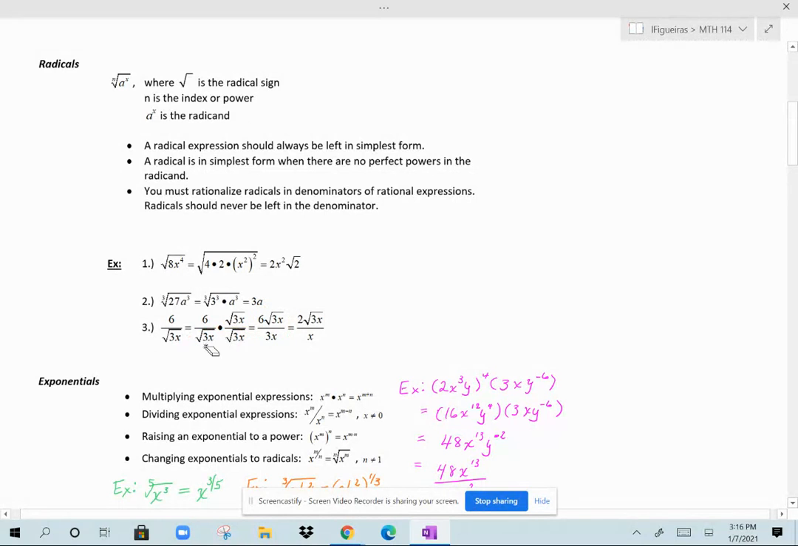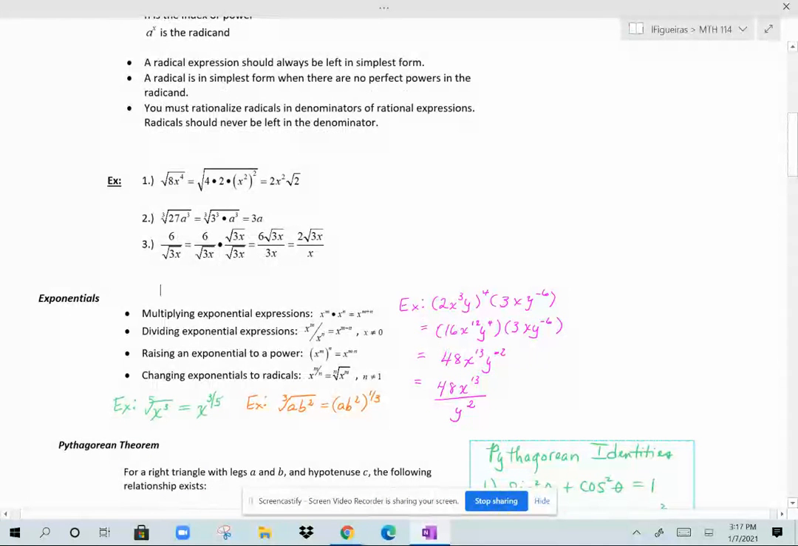But then you have to follow the rules of fractions, which is leave it always in simplest form. The 6 and the 3, 3 goes into 6 2 times, and so your final answer is 2 root 3x over x. So remember, this answer and this answer at the end are equivalent, just the one at the end has been rationalized.